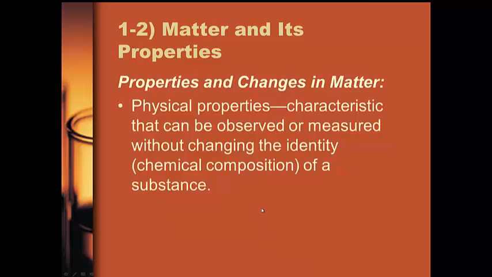Okay. Physical properties. These are characteristics that you can observe or measure of a substance without changing the identity of the substance. So these would be things like the mass. You can observe the mass, the length, the color, the density of an object, and it doesn't change the properties of the object. The object is still the same thing.